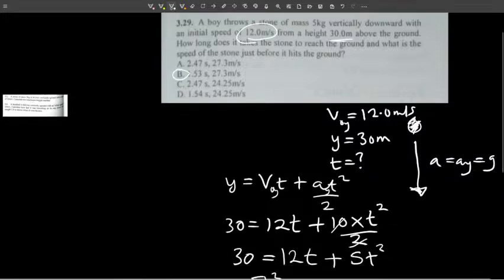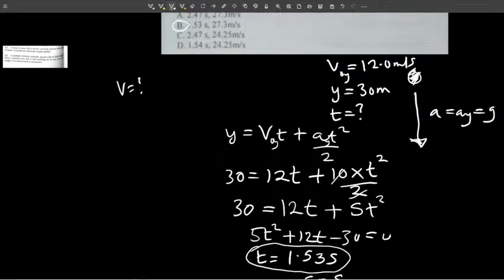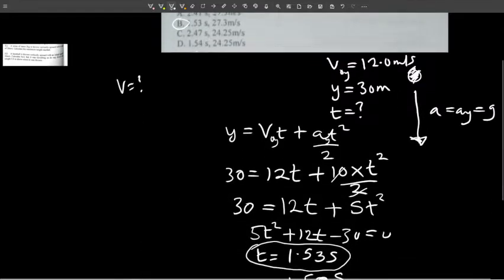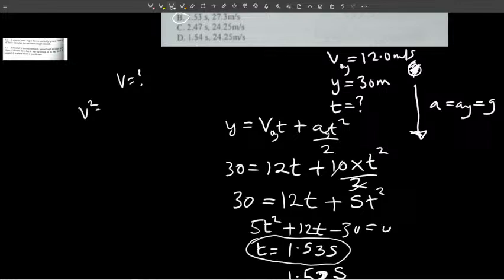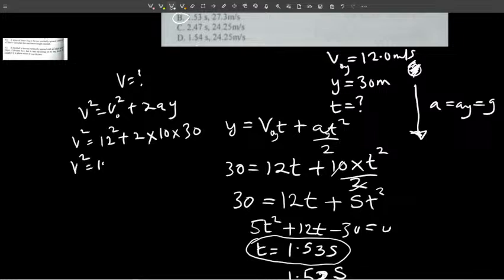So we're looking for V now. What formula can I use for that? You can use the formula V square equals V naught square plus 2ay, right? So V square equals 12 square plus 2 times our a, which is g, that's 10, and our y is 30. So V square equals 144 plus 20 times 30, which is 600. So V square is equal to 744.